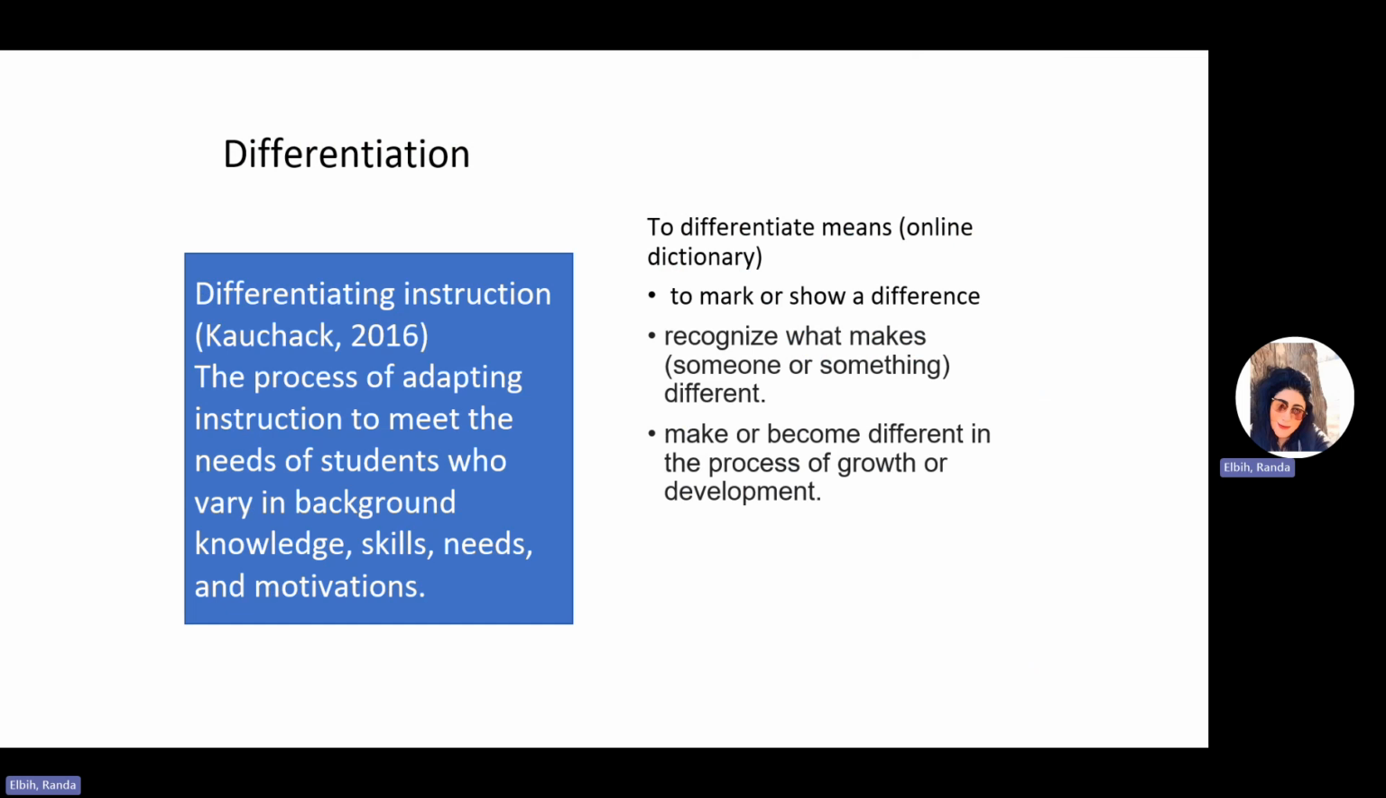So what is differentiated instruction? Based on the online dictionary, it is to mark or show a difference and recognize what makes someone or something different, make or become different in the process of growth or development. So it all talks about different, and differentiation means recognizing this difference. Now, Koschek in 2016 described it as the process of adapting instruction to meet the needs of students who vary in background, knowledge, skills, needs, and motivations.